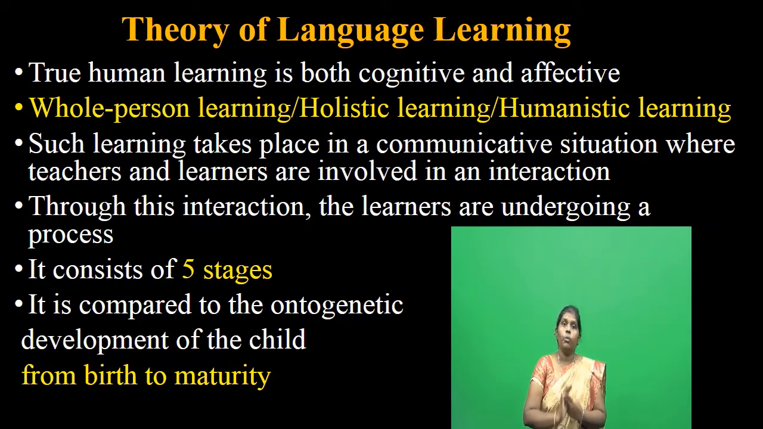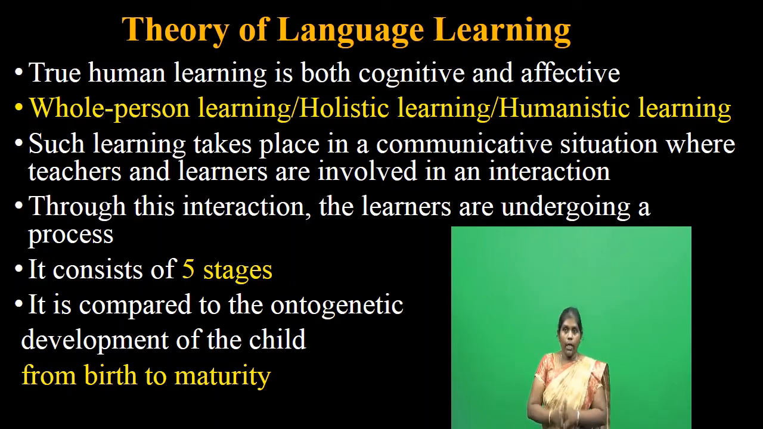True human learning is both cognitive as well as affective. If I am learning anything, if it is true learning, it should consist of both the cognitive, that is the mind, the intelligence aspect, as well as the affective factor, all the emotions and feelings that I have. So true human learning should consist of both cognitive as well as affective.